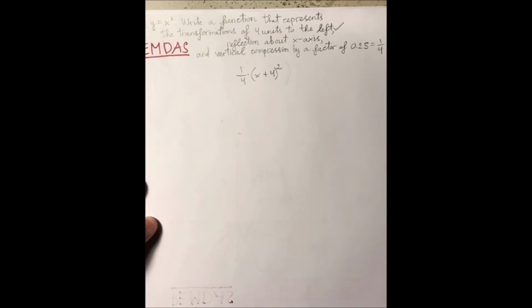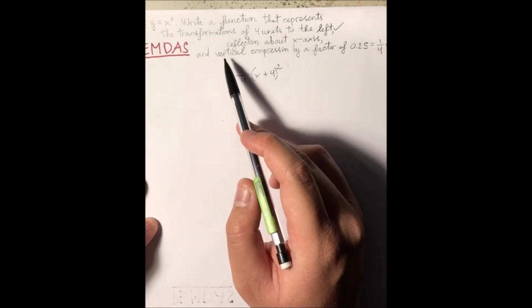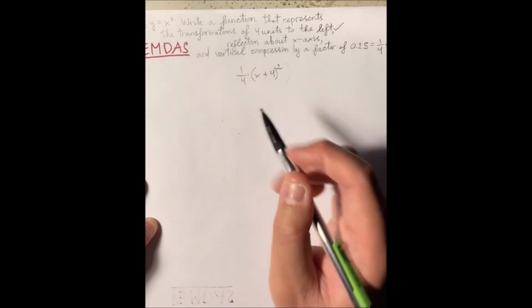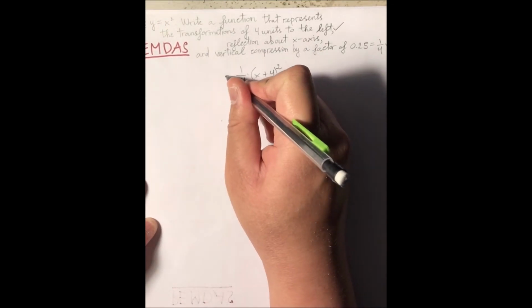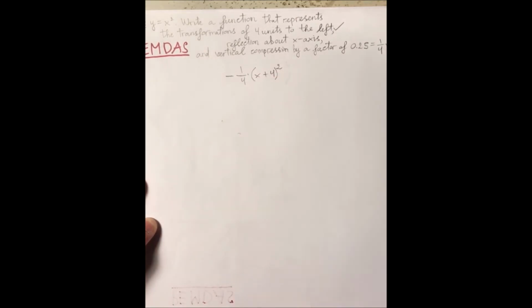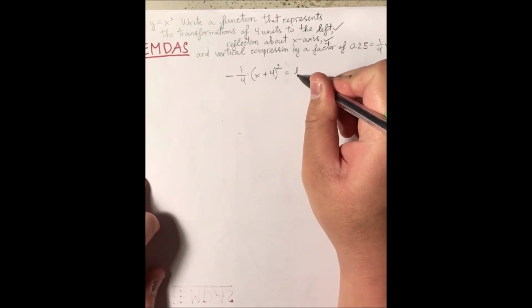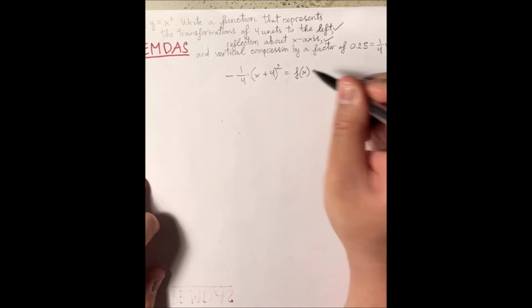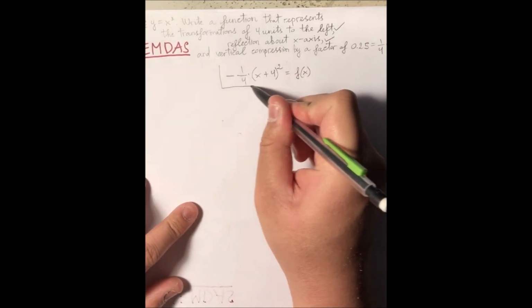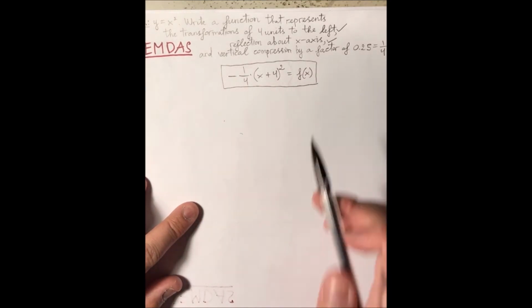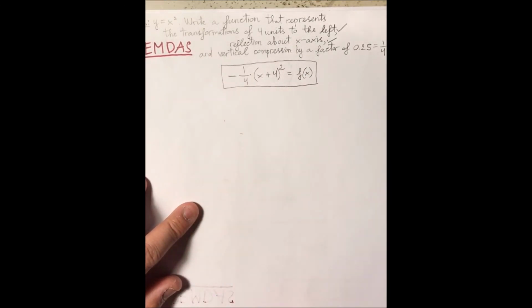But the next multiplication that we have to do is the multiplication by the minus sign, because we are also reflecting the function across the x-axis. So instead of 1 over 4, we actually have negative 1 over 4. All right, so that's all transformations completed. With all transformations completed, our function is f of x equals negative 1 over 4 times x plus 4 raised to the second power. So this is a function that represents all these three transformations.